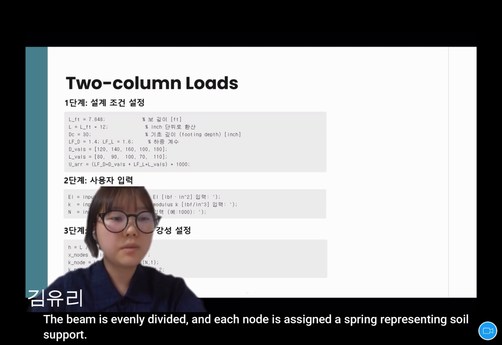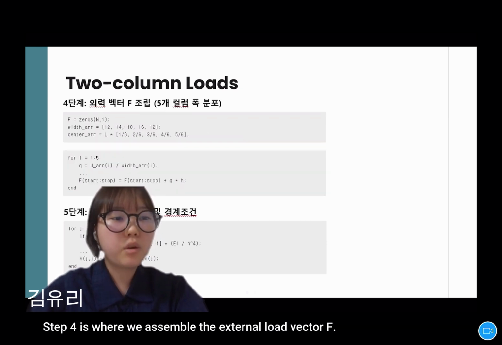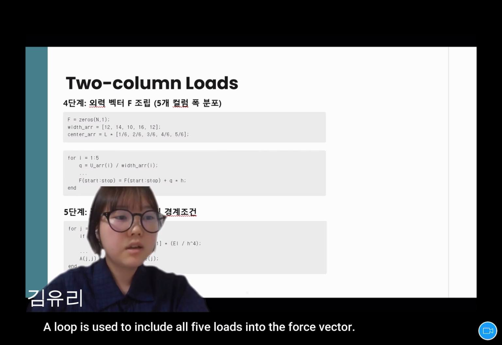The beam is evenly divided, and each node is assigned a spring representing soil support. At both ends, only half the spring stiffness is applied to reflect the boundary effect. Step 4 is where we assemble the external load vector F. Each load is converted into a distributed load across its given width, and based on its center, the load is assigned to adjacent nodes. A loop is used to include all 5 loads into the force vector.